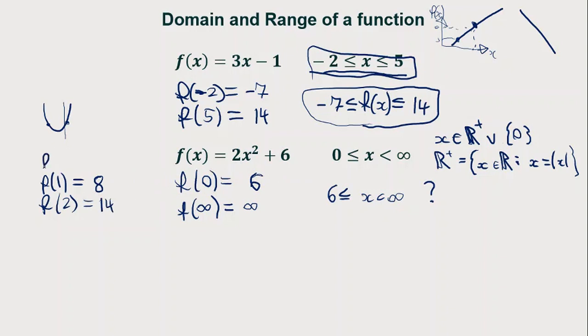But what happens if you plug in, for example, half? Okay, what's going to happen there? Half squared is 0.25 multiplied by 2, that's half, plus 6, that's 6.5. So it's increasing already. And that proves that at f of 0 we have the lowest value of f of x achievable. So that means we indeed start with 6 and finish at a very, very large number.